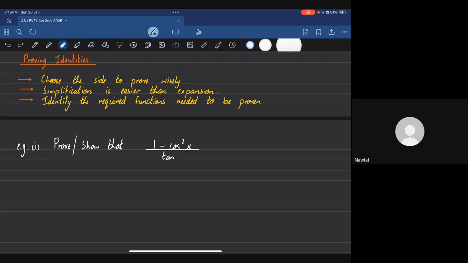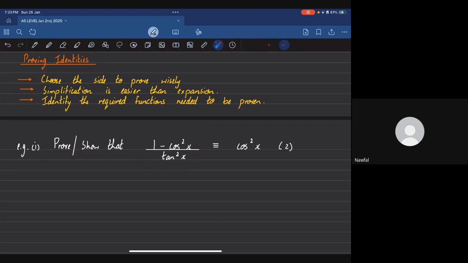is identical to cos square x, and there are always three lines for identicalness. And the question is of 2 marks. So the question says prove or show that this side is identical to this side. All right, that is what the question says.